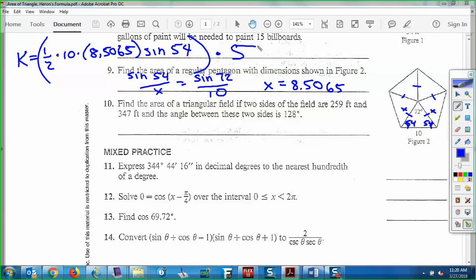And I don't know, did I have an answer key out here for this worksheet? I don't know if I did. I've got one here somewhere.